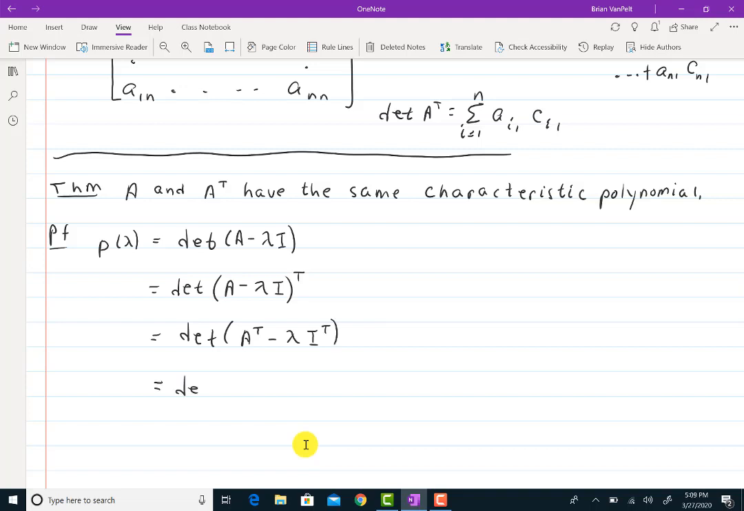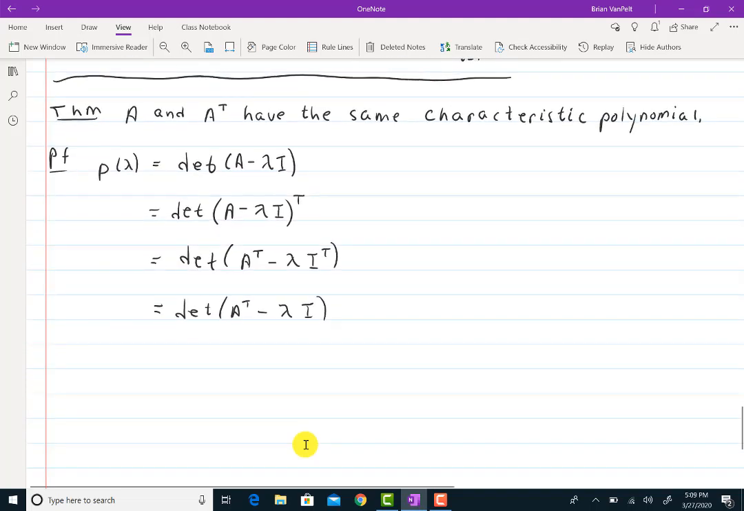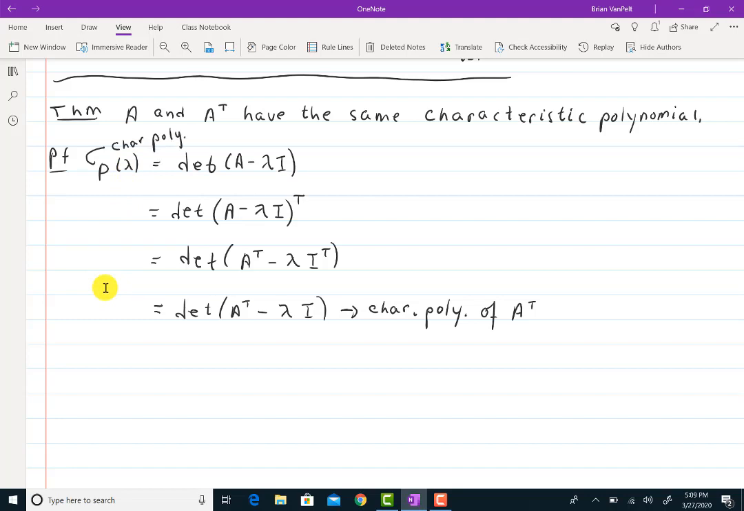Now, the only difference here is that the transpose of I is still I. So you can see this here then, this is the characteristic polynomial of A transpose. And this was the characteristic polynomial of A. So we get the same thing for both of them.